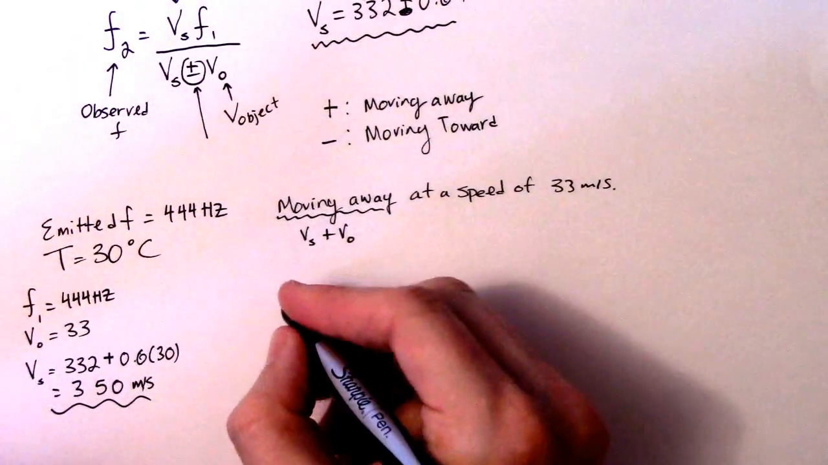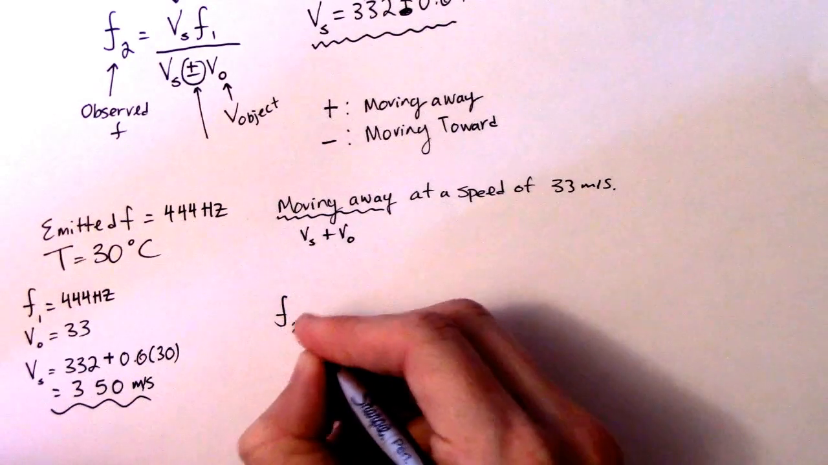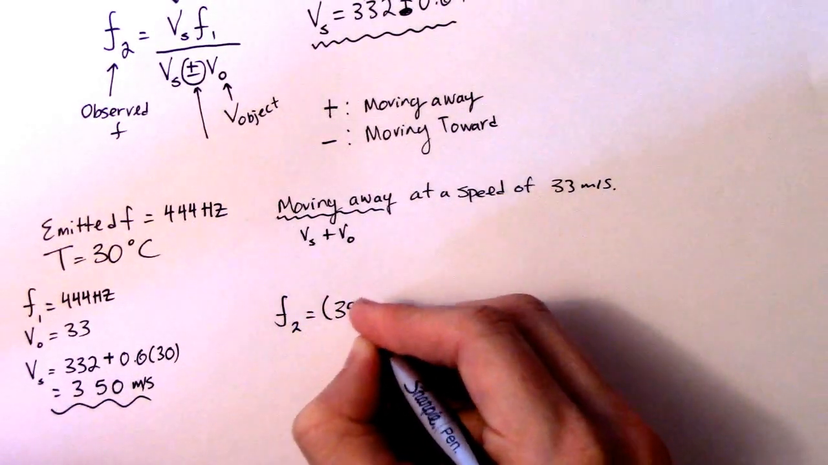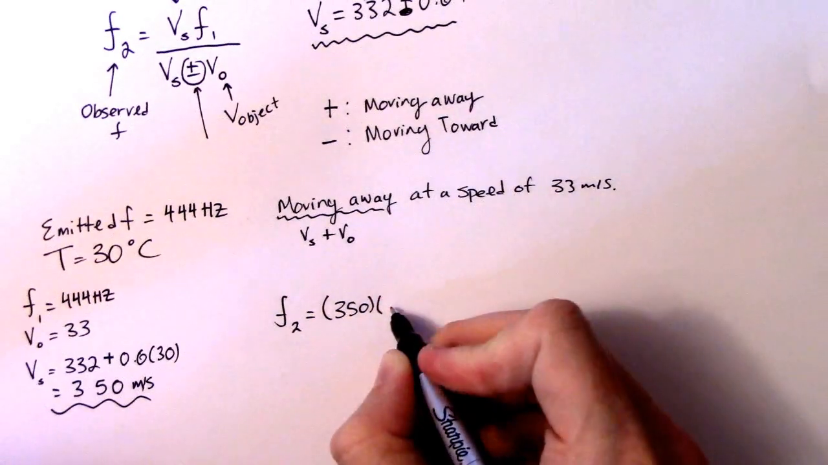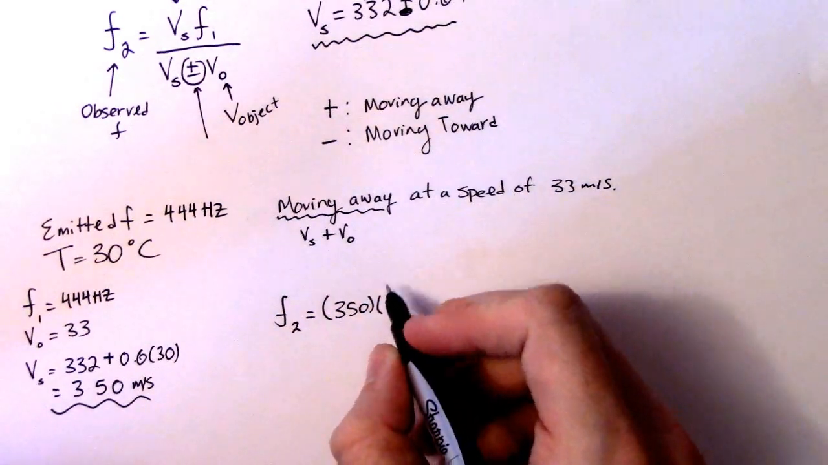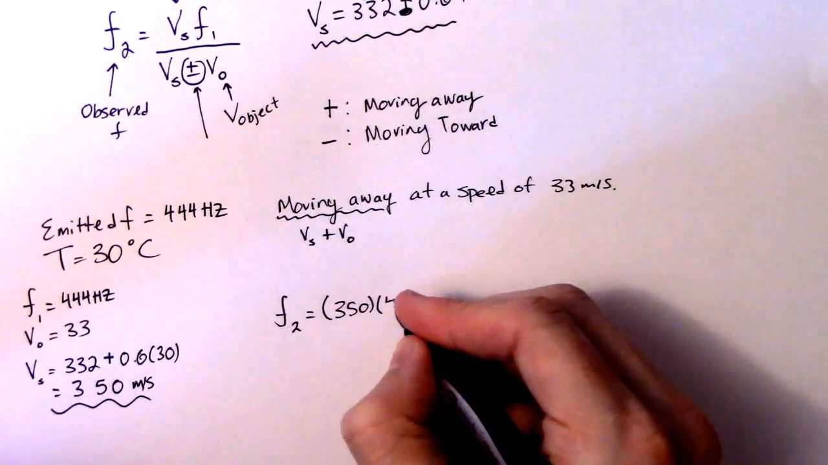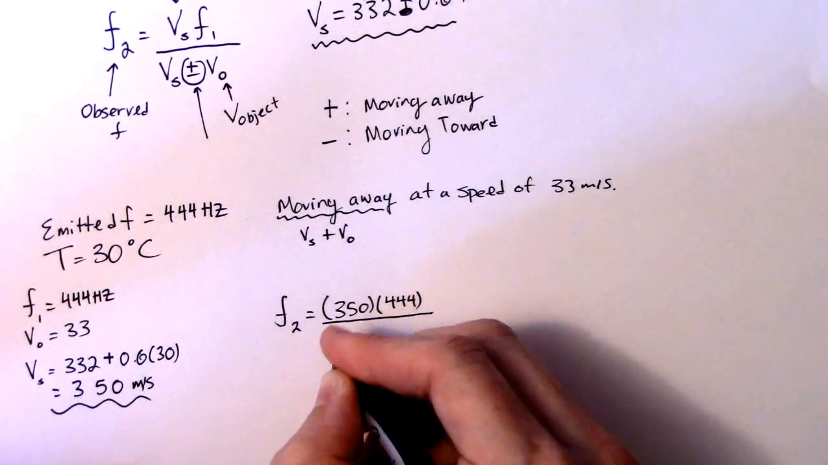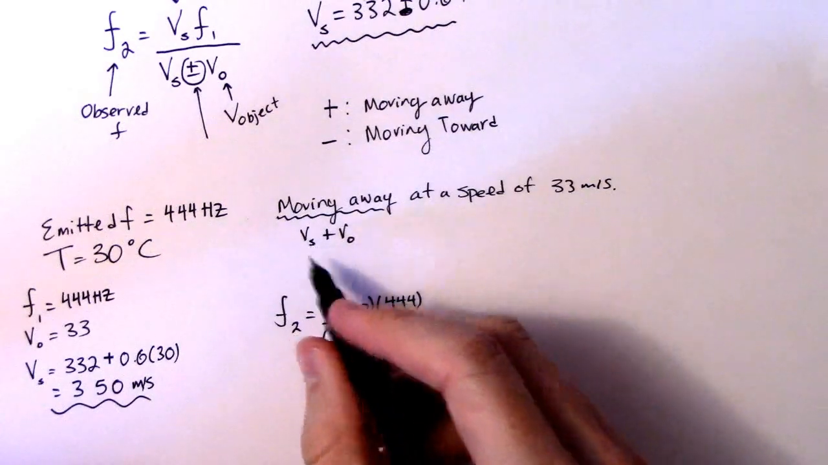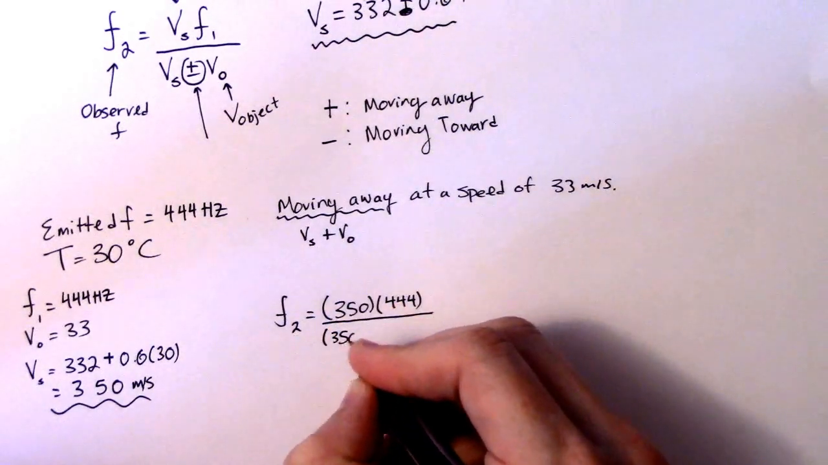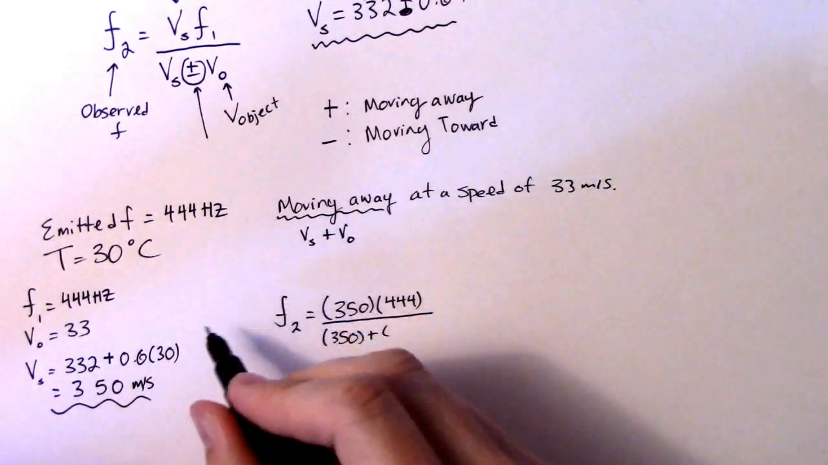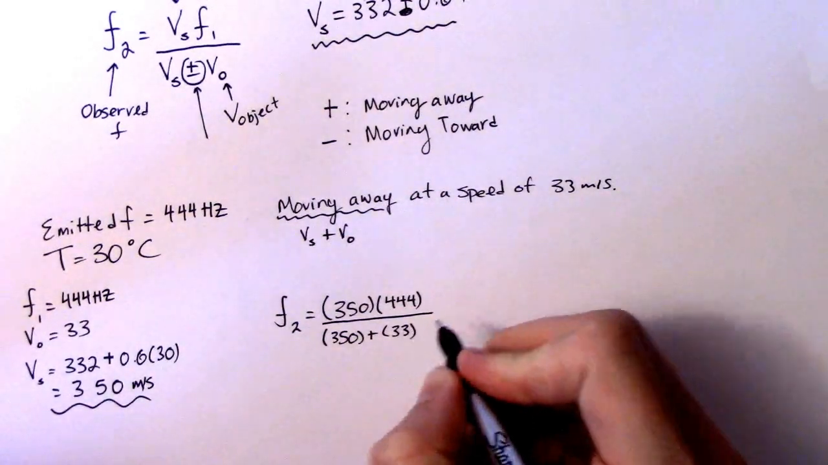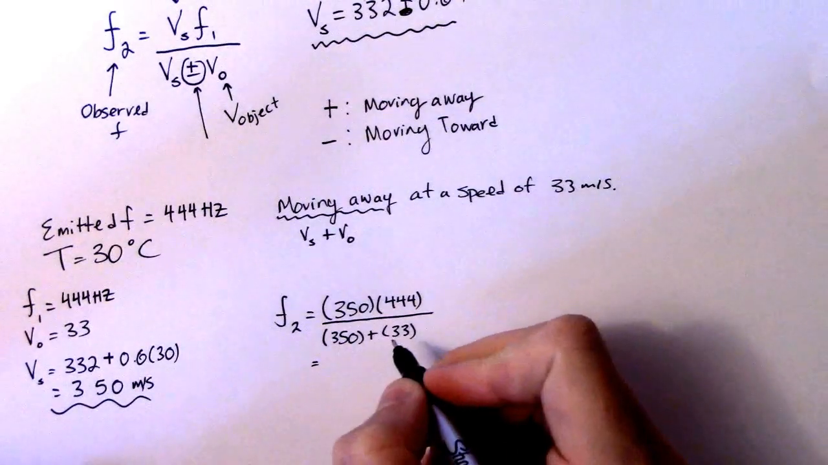So we end up with F2 is equal to, and I'll fill this in, the speed of sound is 350. Then I have the actual frequency, which is 444, divided by my speed of sound, again 350, plus my speed of the object, which is given to me in meters per second, 33. Then I can just go ahead and do the math on that.